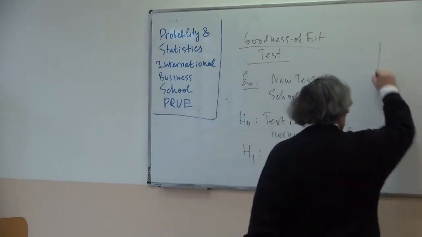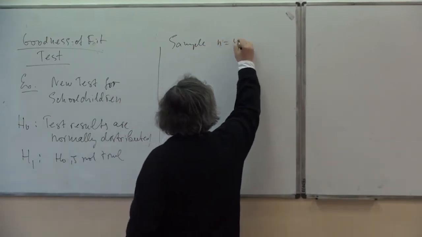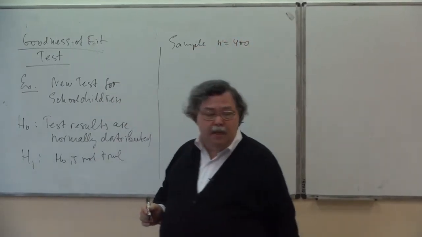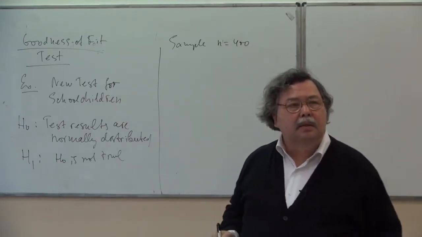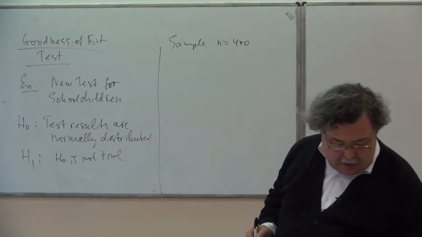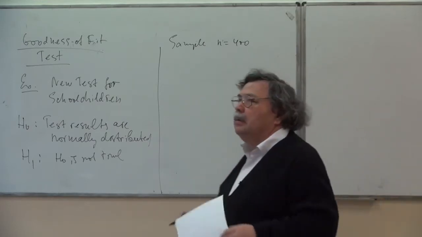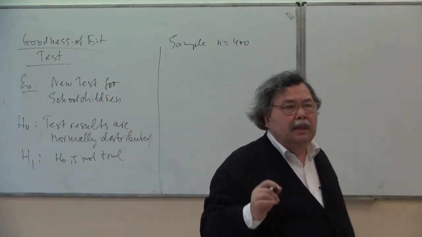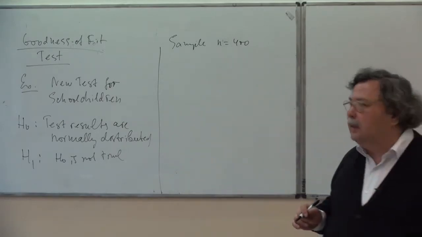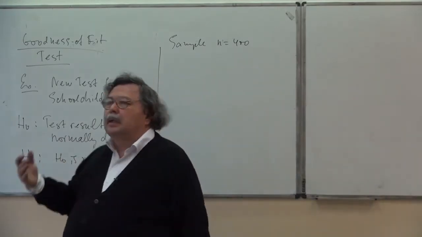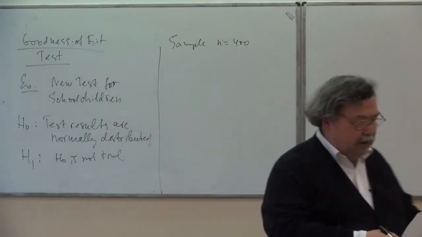Well, then we say, suppose we take a sample of size 400, for example. Well, which means in practice that we give this test to 400 school children, and then we actually record the number of grades received by each of the school children on this test. How do we organize these data? What do we do to this data?